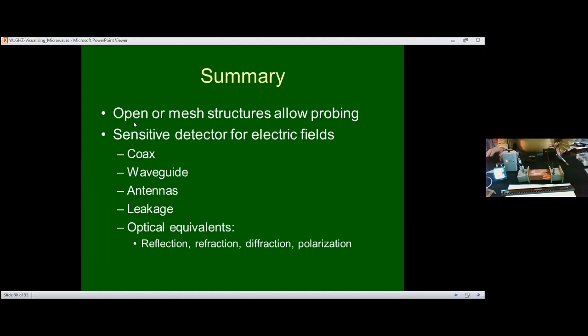So, summary: if we have an open or a mesh structure, and certainly we can make it coax with the mesh stuff, and a sensitive detector, we can look at electric fields in coax, waveguide, and antennas. We can look for leakage in your microwave oven or your cabinet around your rig. If you're running high power, you might want to look for leakage around your shack. Let's do the antenna demo anyway.